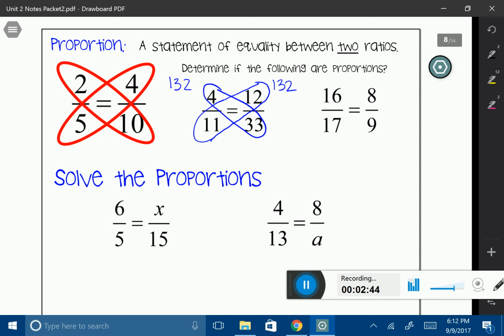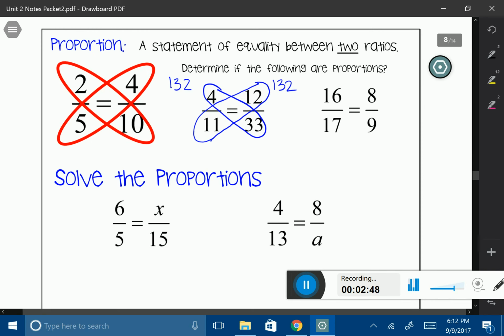Okay, let's look at the next one: 16 over 17 equals 8 over 9. If we use our cross products, 16 times 9 gives us 144. Then 17 times 8 gives us 136. You can see our two numbers are completely different from each other. So these two ratios do not form a proportion.